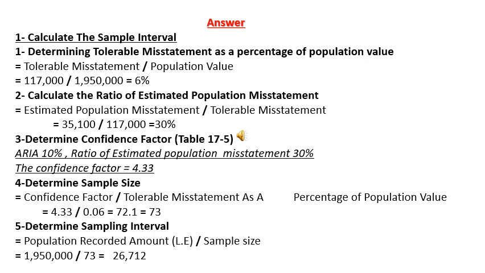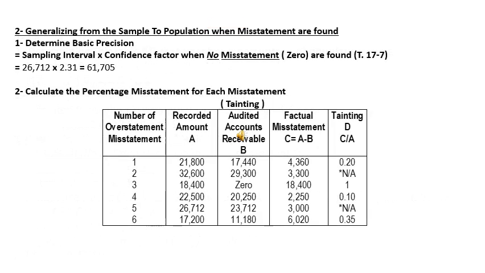The solution includes the following basic steps. Number 1, calculate the sampling interval by using the 9 steps. To generalize from the sample to the population, you must follow the basic steps. The first step, calculate the basic precision, which equals the sampling interval times the confidence factor for no misstatement, in other words, misstatement equals 0. You must use table 17-7.